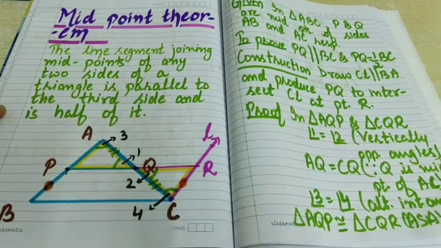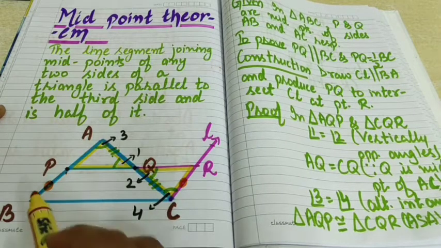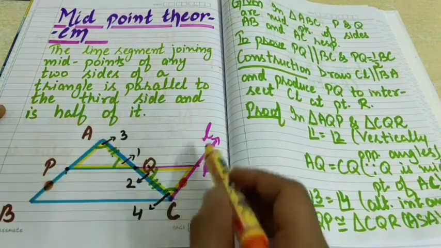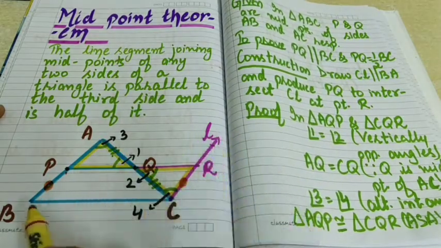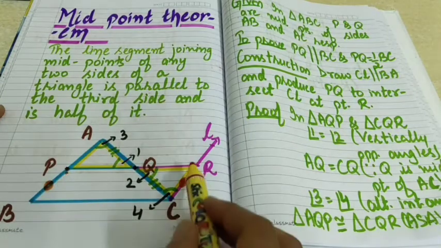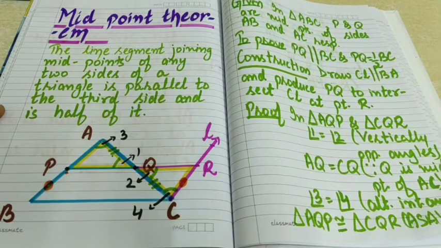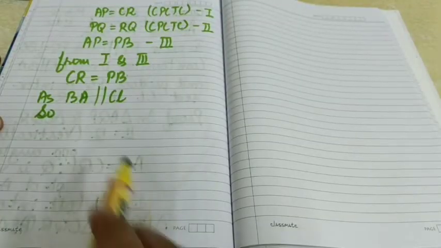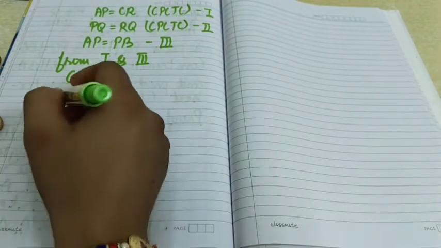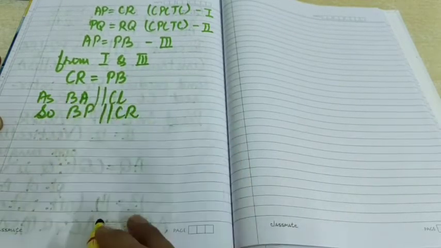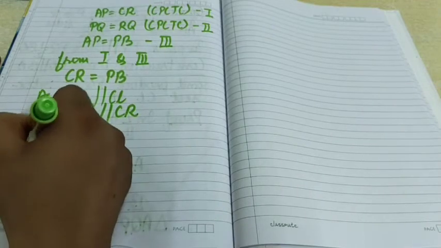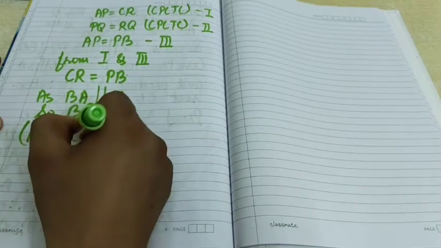RC. Also from construction, we have BA parallel to CL. If BA is parallel to CL, then BP is also parallel to CR. It is because parts of parallel lines are also parallel to each other. So now we mention this thing, as BA is parallel to CL, so BP is parallel to CR, and the reason is parts of parallel lines are parallel to each other.